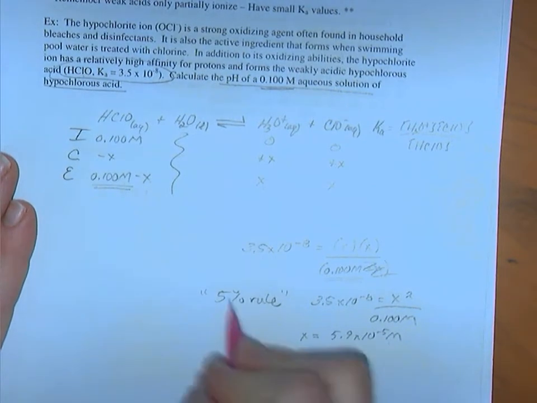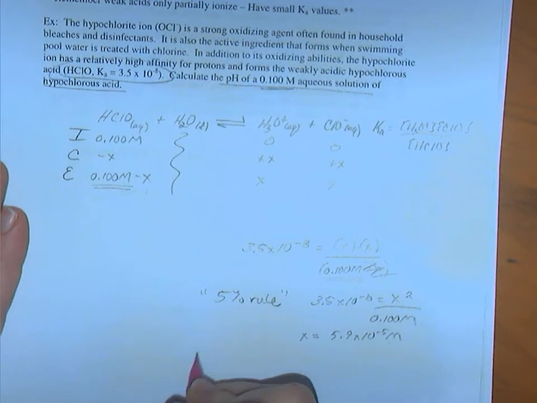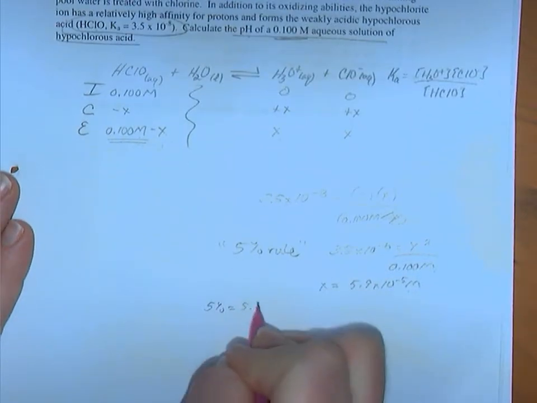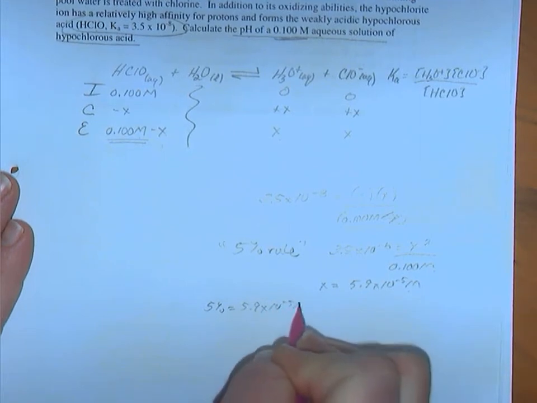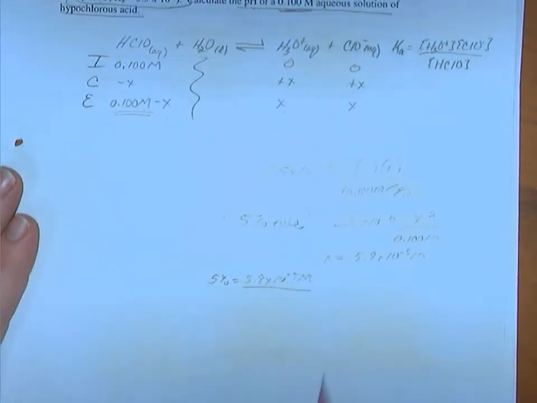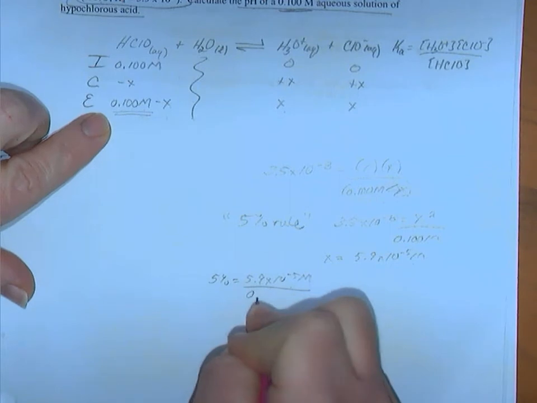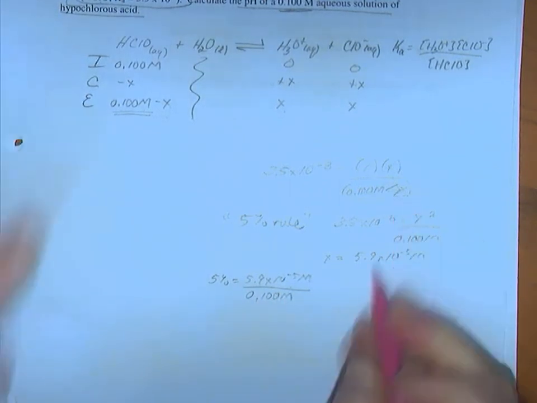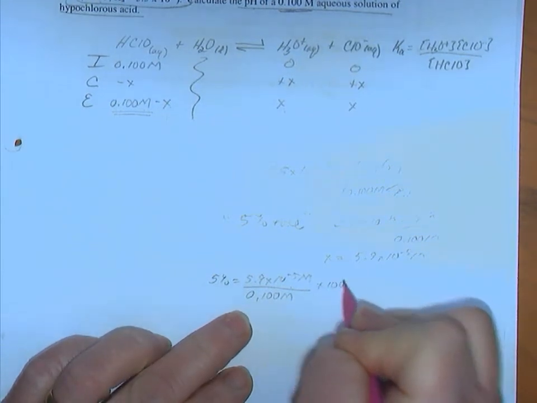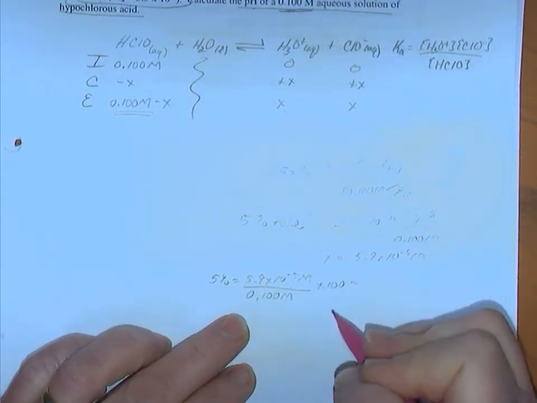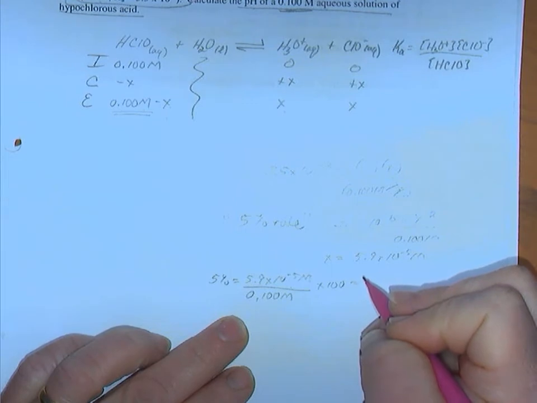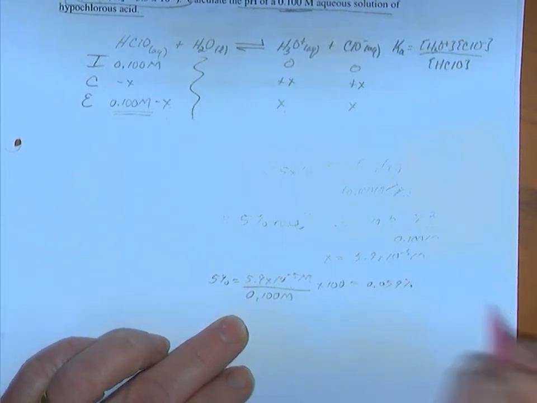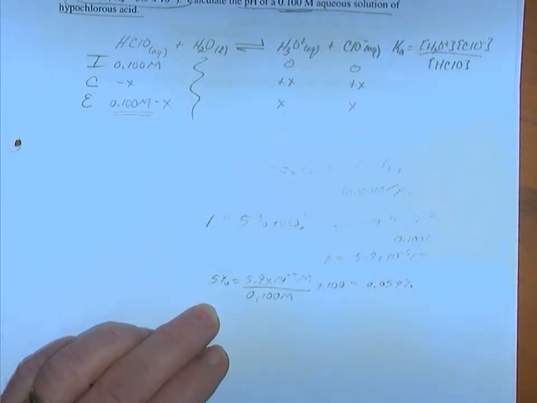Now we need to check the 5% rule. So to check, we need to see if what we found for our X, 5.9 times 10 to the minus 5th molar, is 5% or greater of what we were intending to subtract it to, or what we ignored it from. So if I take that, divide it out, then I get 0.059%. It definitely passes the 5% rule.